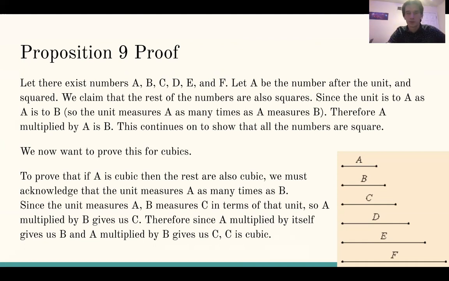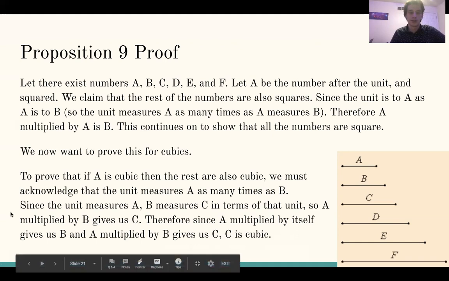And so we want to show it for cubics. And to show that, we have to acknowledge that the unit measures A as many times as A measures B, right? So if the unit measures A X amount of times, then that's how many times A is going to measure B, since it's the square of A, right? That kind of just makes sense. If you had unit squared to give you A, and then it's that continued proportion, A squared is going to have to give you B, and that's the same amount of times as the unit was to give you A, right?